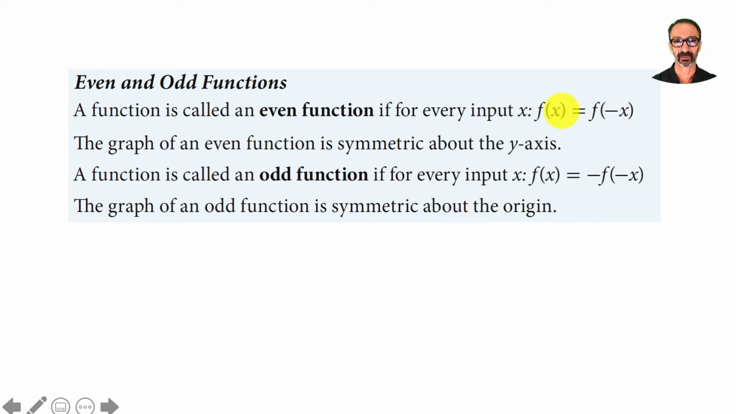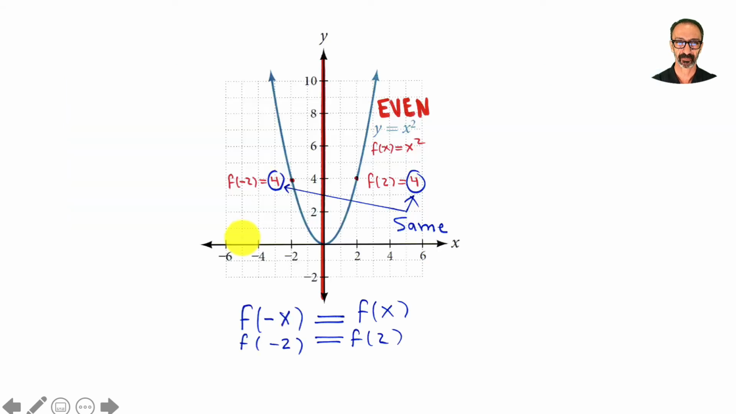This right here, going right and left, like 5 and negative 5, you get the same output. That's called symmetric about the y-axis. This right here is, in short, called symmetric about the origin. We're going to see some examples and some graphs.